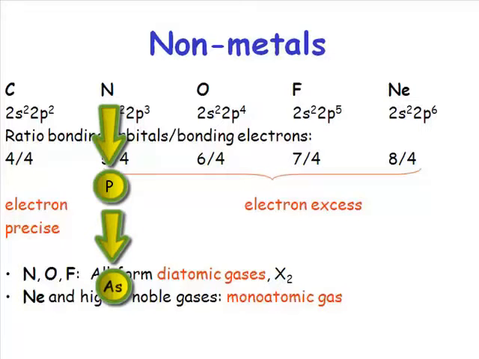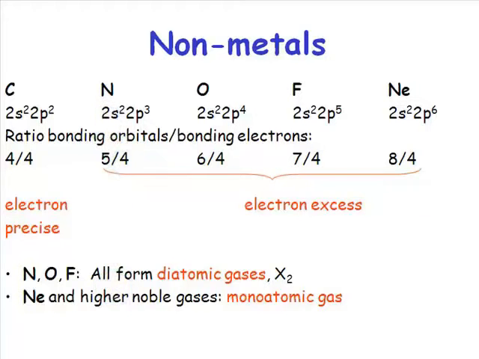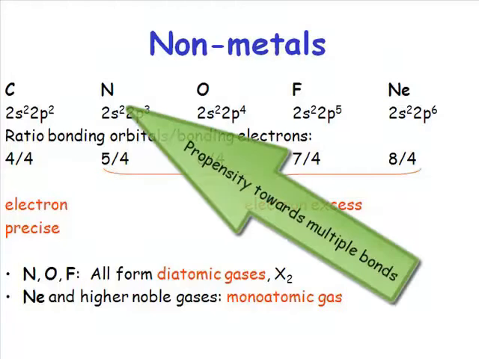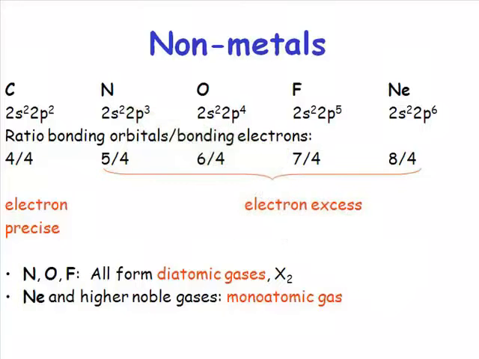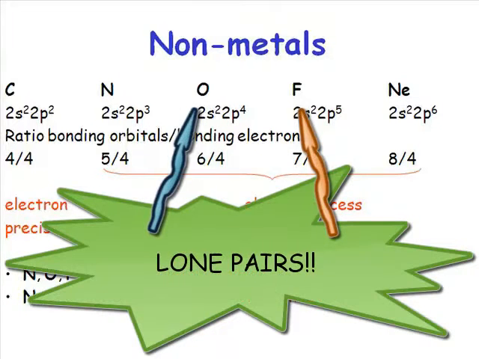Then you'll see with nitrogen, because nitrogen is small, because those p orbitals can overlap very efficiently, in the case of nitrogen we see a propensity towards multiple bonds. Multiple bonds is one way of dealing with your extra electrons. The other way, of course, is that you have lots of lone pairs. Compounds with lone pairs are going to function as Lewis bases.